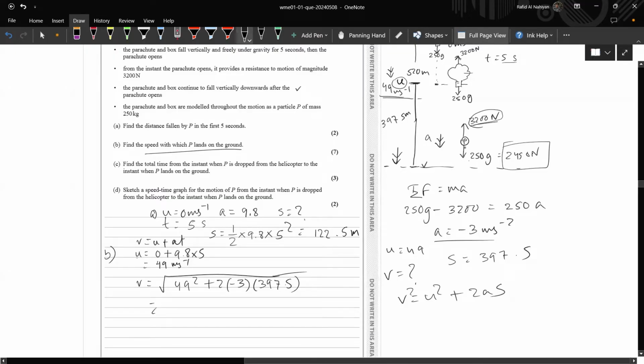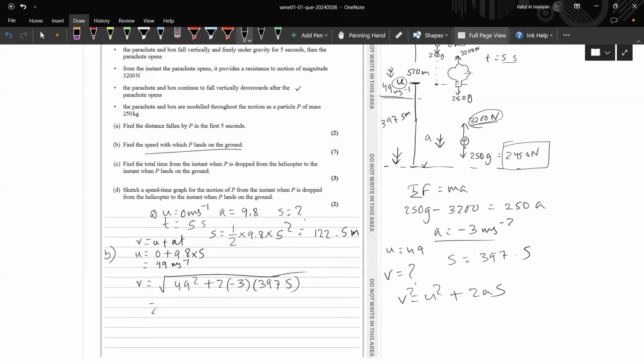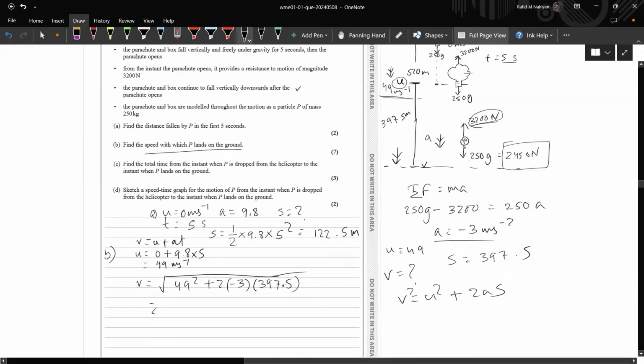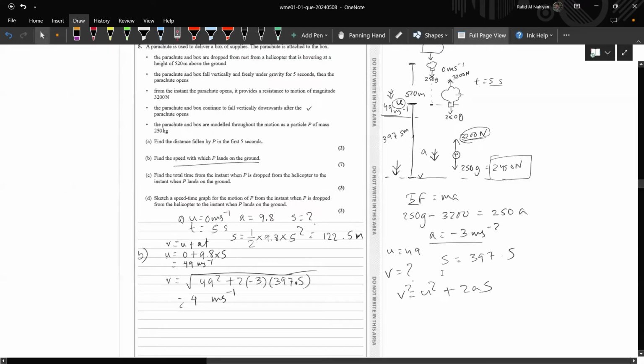49 squared minus 2 times 3 times 397.5. So there's a decimal point here. Make sure you see that. And yeah, the answer comes out to be 4 meters per second. I vividly remember, I can recall that I got v equals 4 in the exam. And I'm glad that I got it again. Let's move on to the next one.